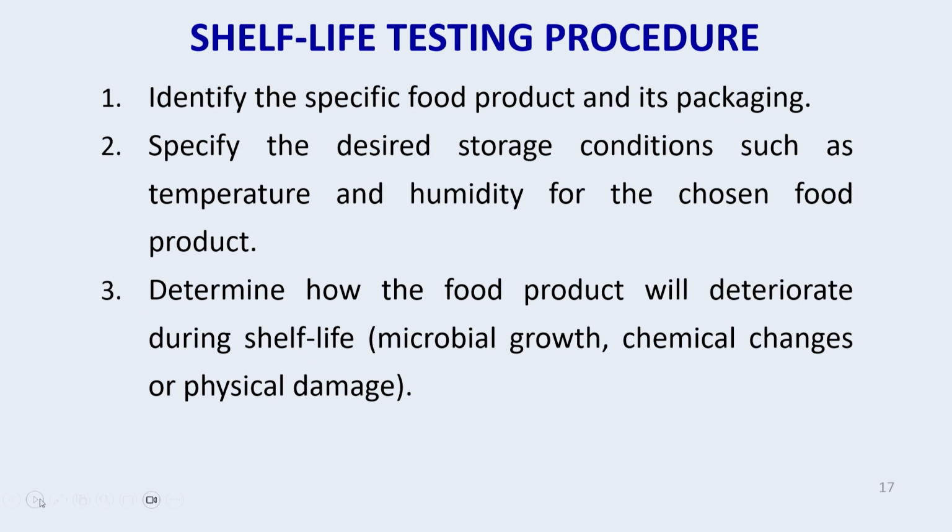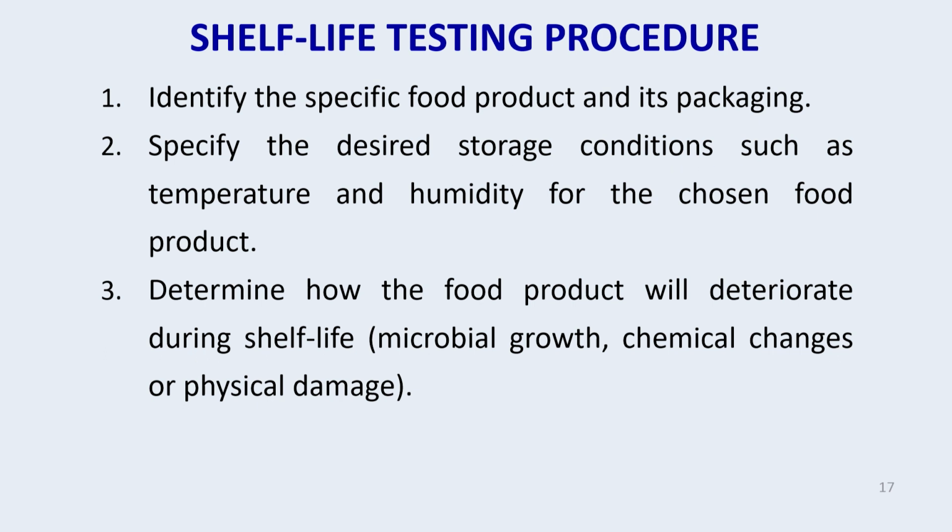Let us move to the next topic, the testing procedure of shelf life of food items. It's a step-by-step procedure. Most of the points are self-explanatory, so I'll just quickly run through it. First one is to identify the specific food product and its packaging, because when it comes to packaging, there are different methods like controlled atmosphere packaging, CAP, modified atmosphere packaging, etc. Specify the desired storage condition such as temperature.